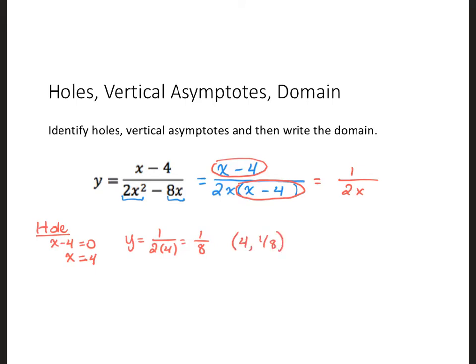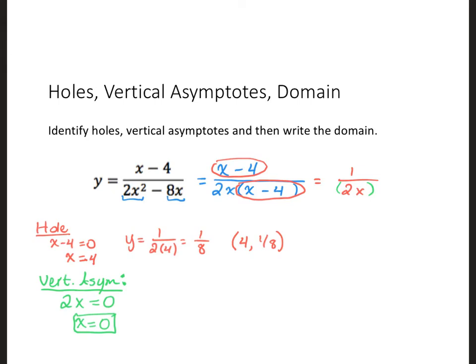Okay, the next thing I want to find is my vertical asymptote. To find my vertical asymptote, I want to take any remaining factors in the denominator. In this case, I have my 2x that's remaining in the denominator, and I'm going to set it equal to 0 and solve. This tells me the location of my vertical asymptote. So I have a vertical asymptote at x equals 0.